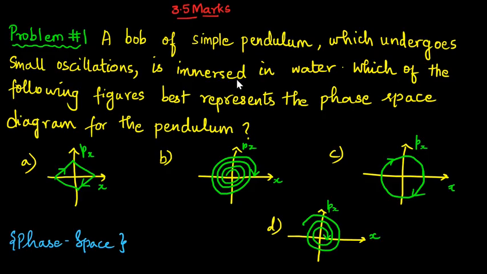So the first question is from phase space dynamics, where it said that a bob of simple pendulum which undergoes small oscillation is immersed in water. So we have to find which figure best represents this. So if I say that a bob of simple pendulum is immersed in water, then it is damped oscillations.